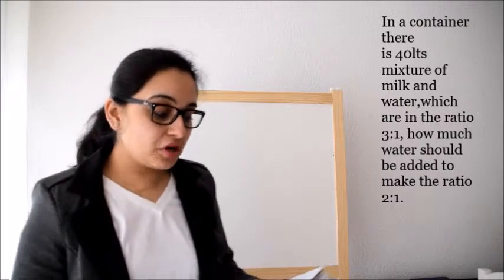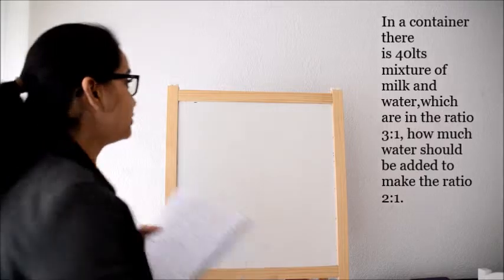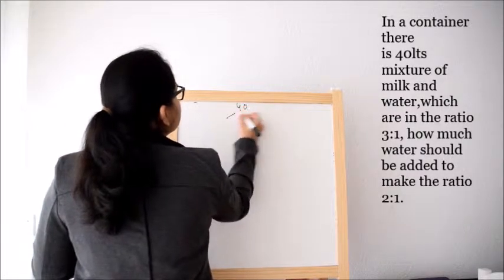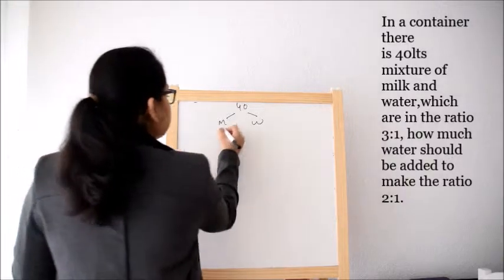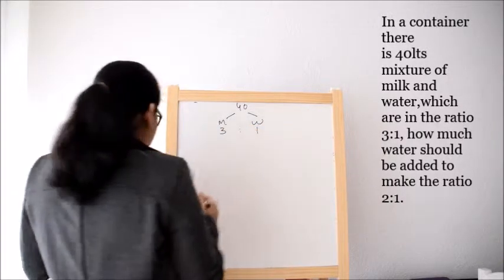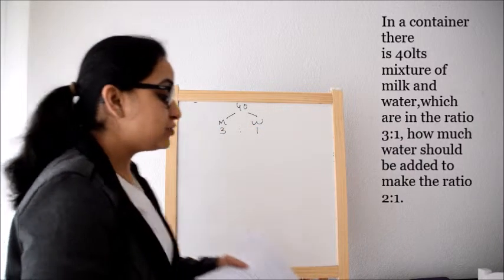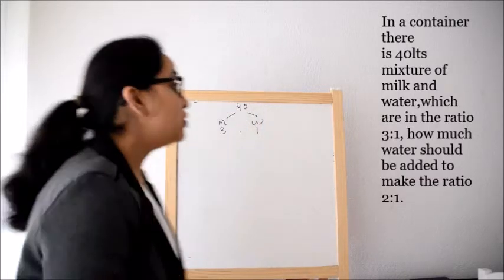In this video, I will be discussing the problem on ratio and proportion. So our problem says that in a container there is 40 liters of mixture of milk and water. Okay, so 40 liters of mixture of milk and water, and milk and water are in the ratio 3:1. So how much water should be added so that the ratio becomes 2:1?